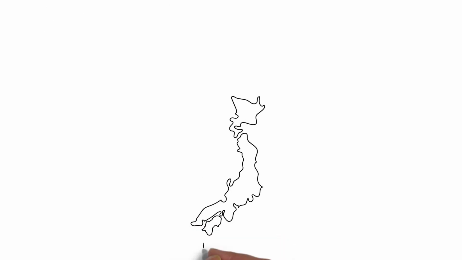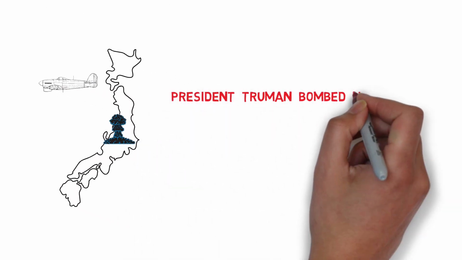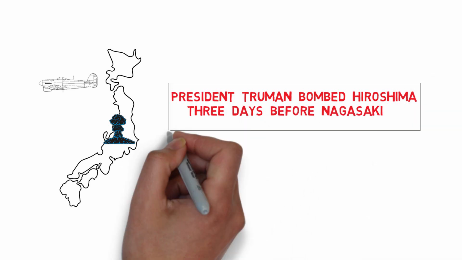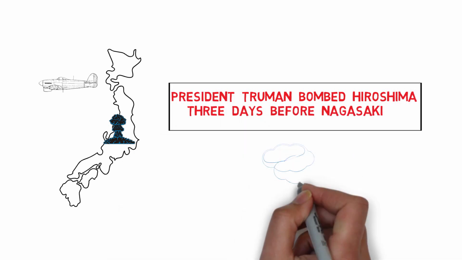This is also why, in an attempt to end the war, President Truman sent an atomic bomb on the Japanese cities Hiroshima and Nagasaki. President Truman bombed Hiroshima 3 days before Nagasaki because Hiroshima was experiencing better weather.